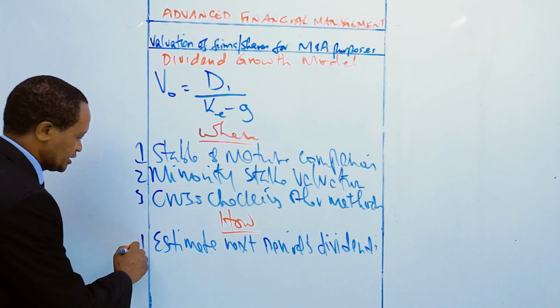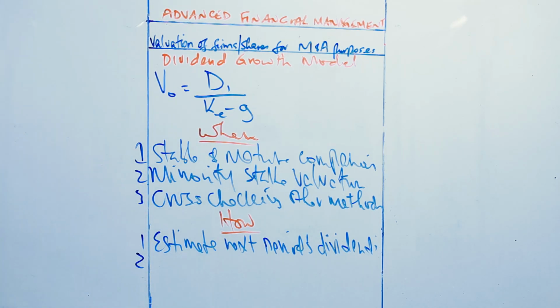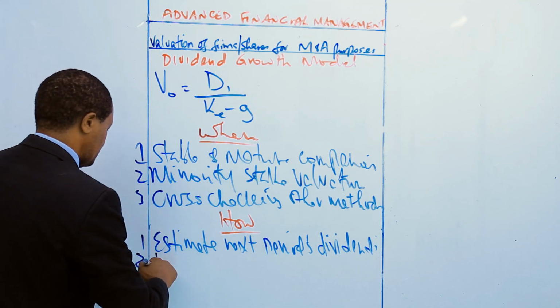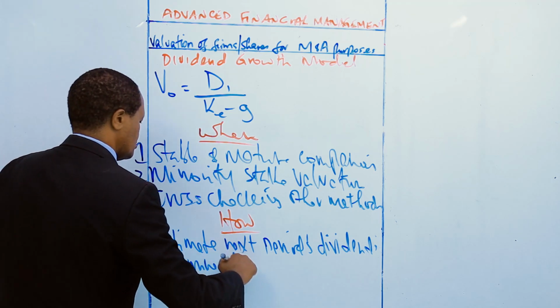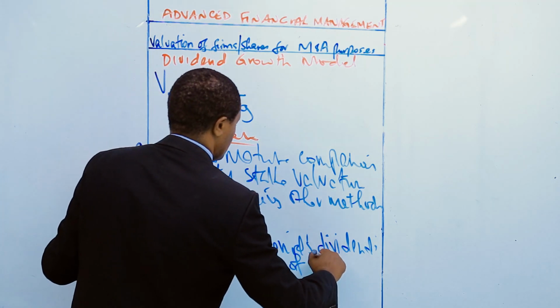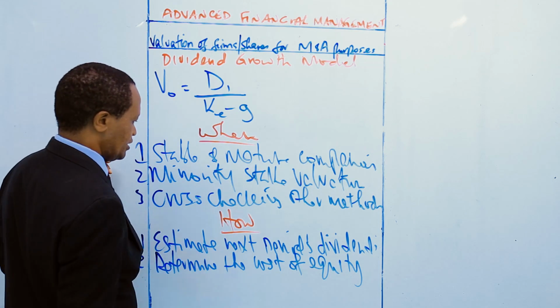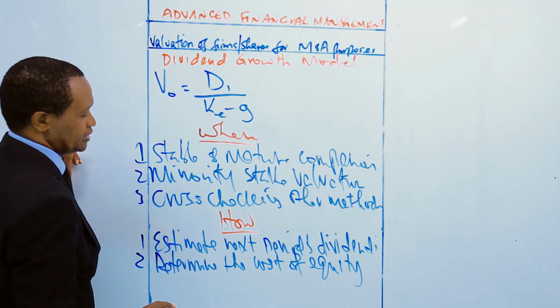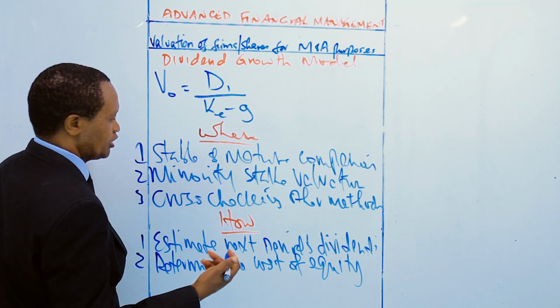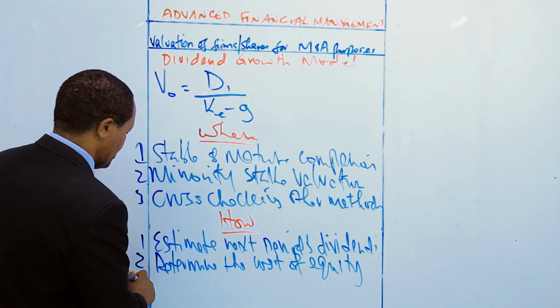That's the first step. The second step in this process is to determine the cost of equity, KE. This is the required rate of return for equity investors, and it can be calculated using models like the capital asset pricing model. The capital asset pricing model can be used to determine the cost of equity. That is step number 2.